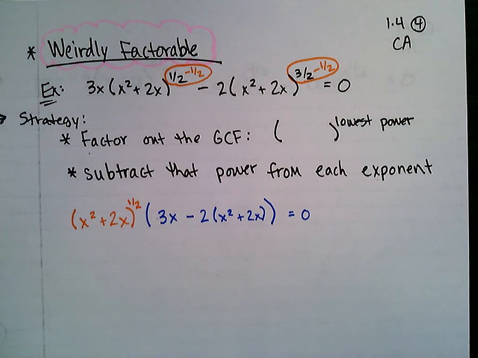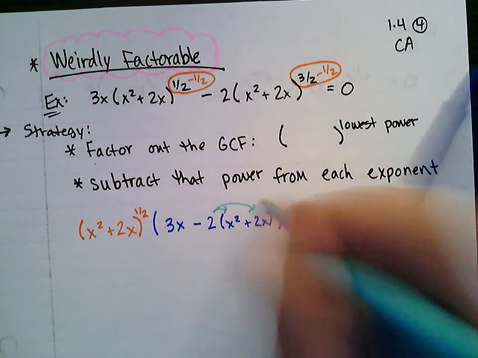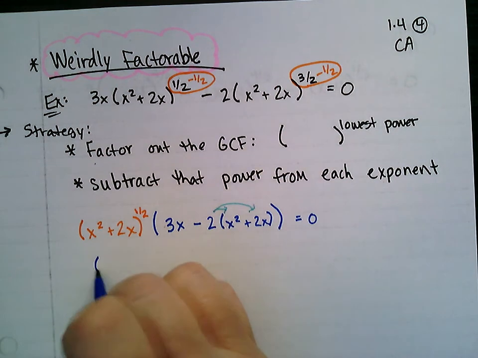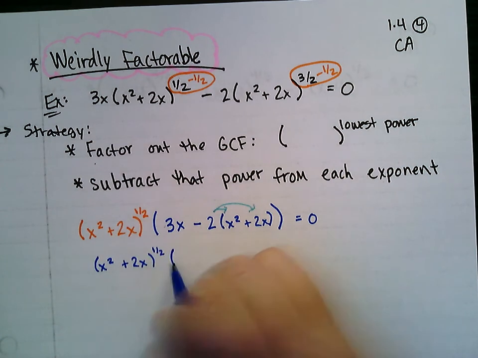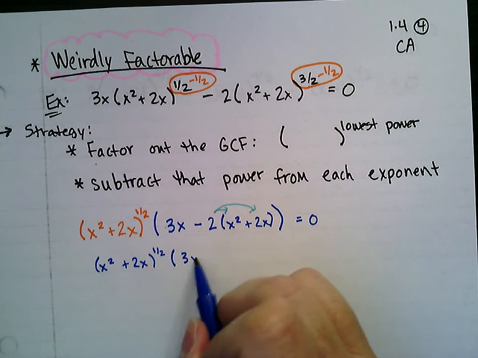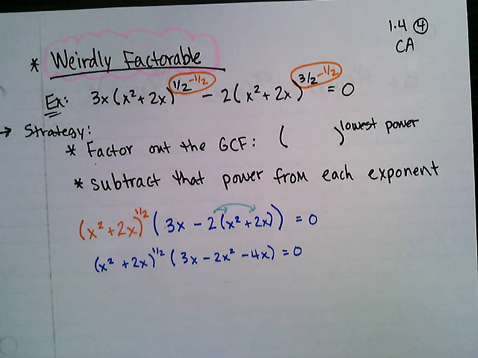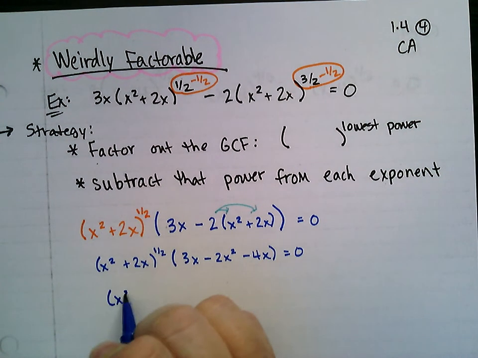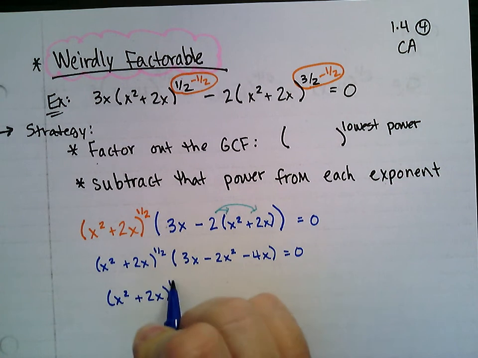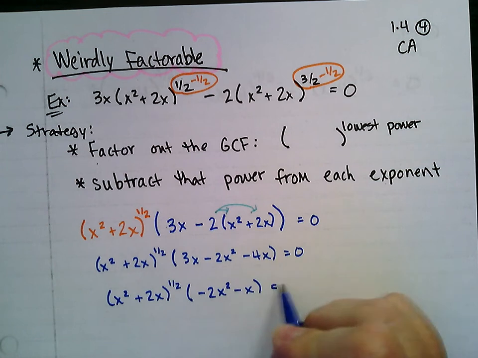Okay. What next? I'm going to go ahead and distribute my negative 2. So now I have x squared plus 2x to the 1/2 times 3x minus 2x squared minus 4x equals 0. Combine like terms. So we've got x squared plus 2x to the 1/2 times negative 2x squared minus x equals 0.